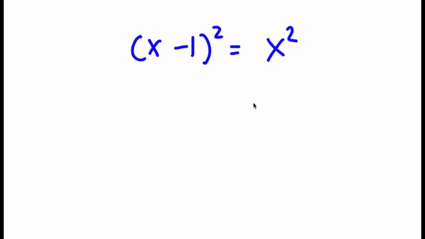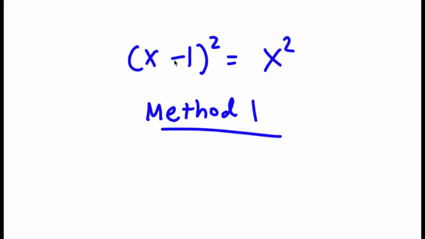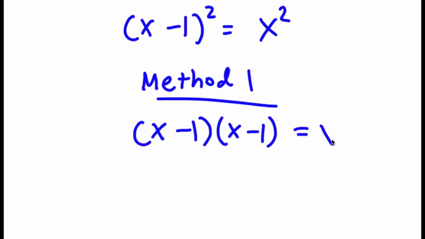Alright guys, so in this problem, I have (x - 1)² = x². To solve this, I actually have two different methods. For method 1, I'm going to start by rewriting (x - 1)² as (x - 1)(x - 1), and this is equal to x².